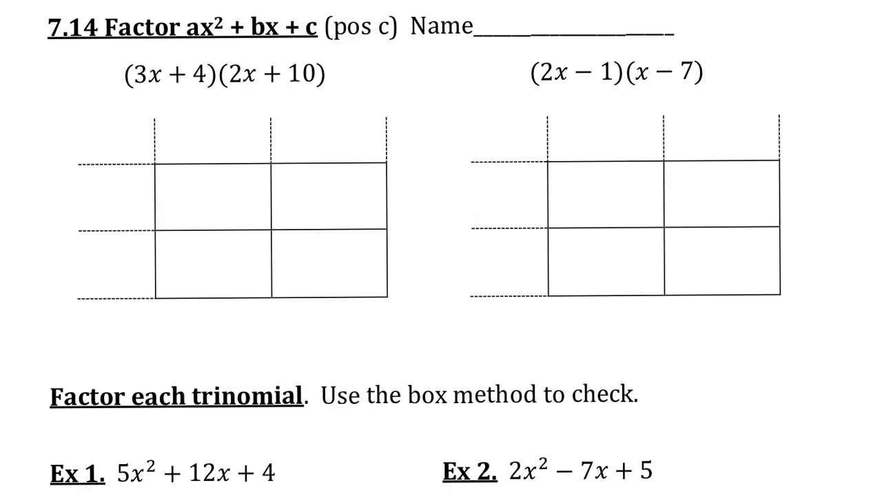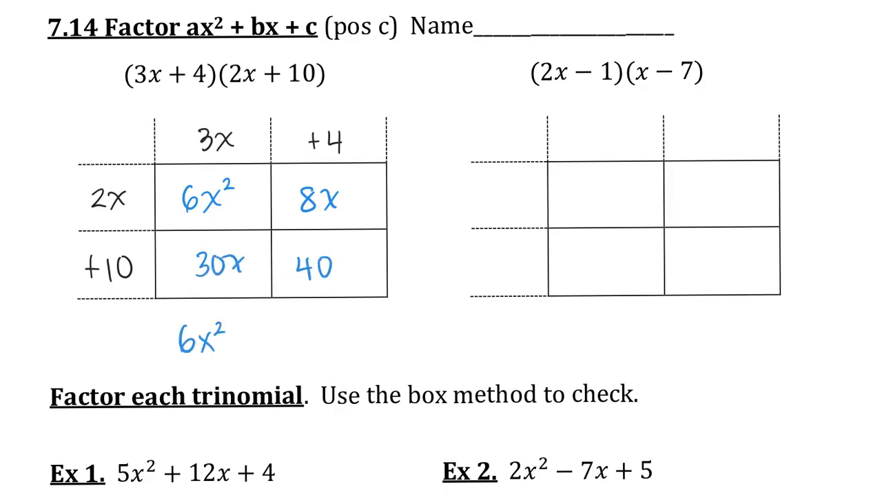Okay, 7.14, we're factoring ax squared plus bx plus c. Before we factor, let's go multiply it out so we can see what's going on, to see what would be the best method for doing this. So I'm going to multiply 3x plus 4 times 2x plus 10 using the box method. Okay, 3x, 2x, that's 6x to the second, that's 8x, 30x, and 40, and then let me write my answer.